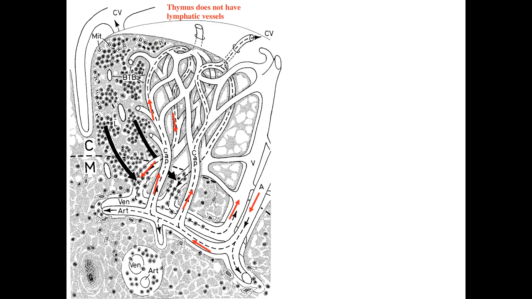The thymus does not have any lymphatic vessels associated with it. What this diagram is highlighting is how the blood supply gets into the thymus, and it's also highlighting here T cells that are developing in the thymus that have to migrate through the cortex into the medulla, where these T cells will enter the blood supply.